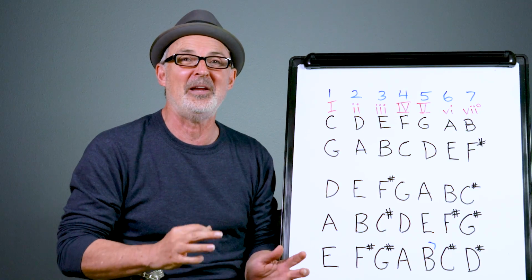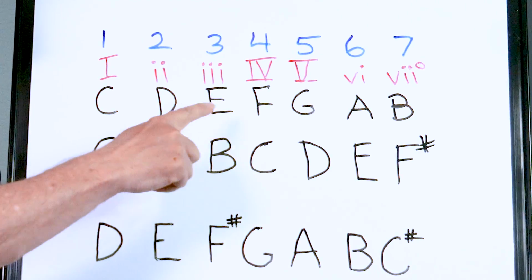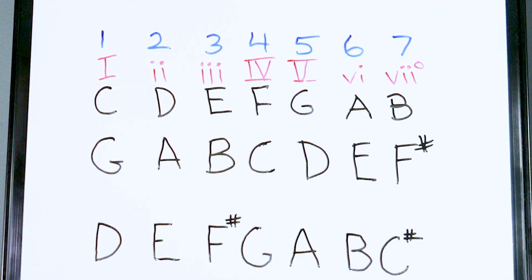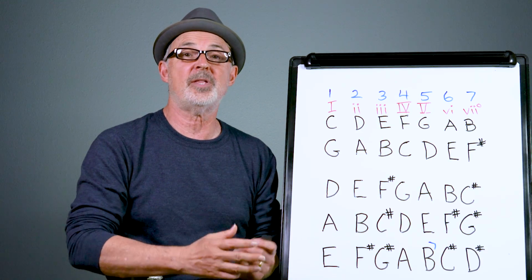So that's enough theory for right now. I'm going to choose the 1 chord in each key, the 4 chord in each key, and the 5 chord in each key. Why? Because there are so many songs created with those 3 chords in the key.